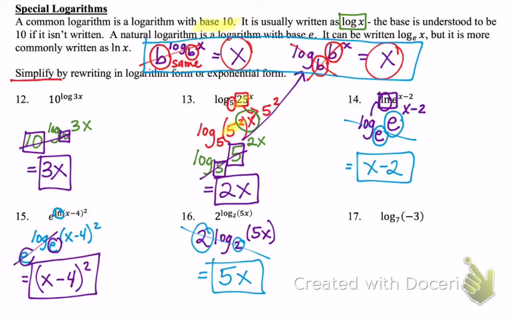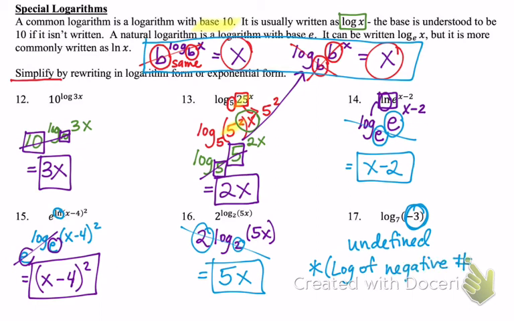Log base 7 of negative 3. Here we have a negative 3. Remember that we cannot have a logarithm of a negative number. So we would say that this answer is undefined. So just kind of a rule of thumb, a log of a negative number is always undefined. So we would write undefined like this.